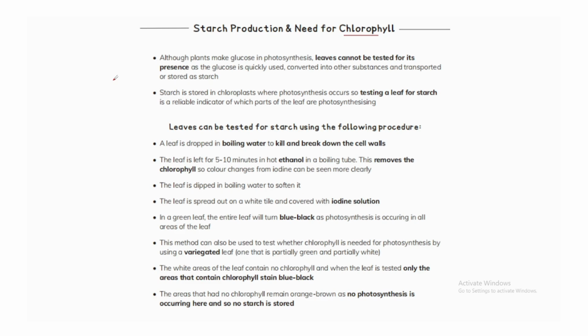Although plants make glucose in photosynthesis, leaves cannot be tested for its presence as the glucose is quickly used, converted into other substances and transported or stored as starch. Starch is stored in chloroplasts where photosynthesis occurs, so testing a leaf for starch is a reliable indicator of which parts of the leaf are photosynthesizing. Leaves can be tested for starch using the following procedure. A leaf is dropped in boiling water to kill it and break down the cell walls.